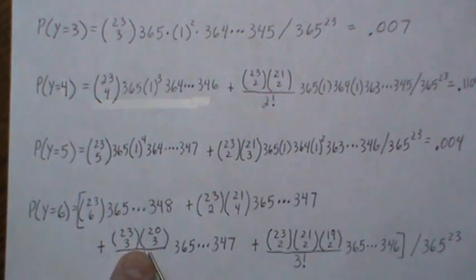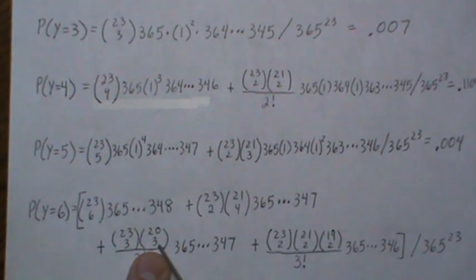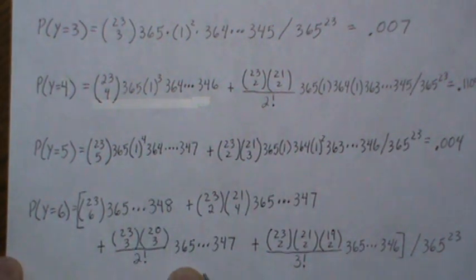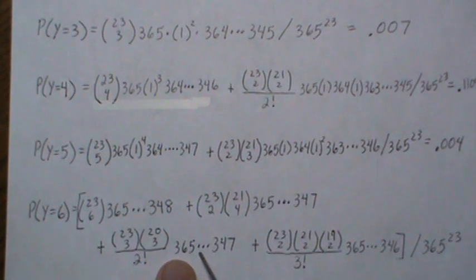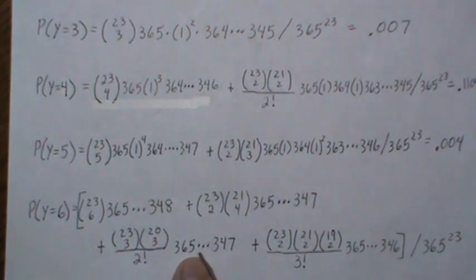Now we have to consider 3 and 3. So the probability of the 23, grab 3 to match. Of the 20 left, grab 3 to match. But since it's symmetric, we have to divide by 2 factorial. And then the first person has 365. The next 2 have to match. The fourth person is 364. Then the next 2 have to match. And then the others all have different birthdays.